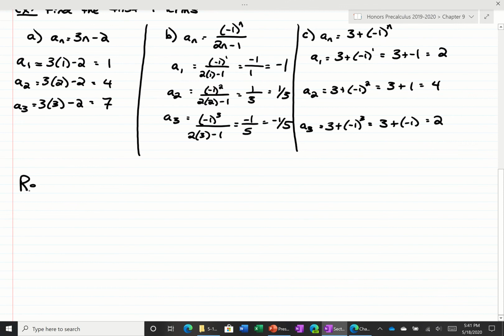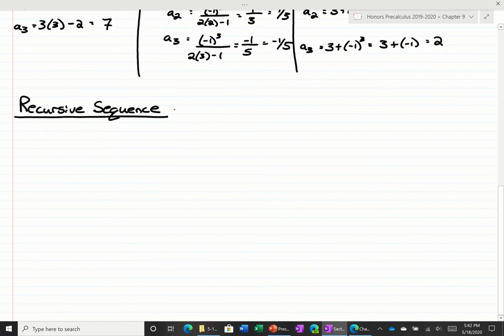Next, I would like to talk about a recursive sequence. What a recursive sequence means is this is a list where terms are defined using previous terms.